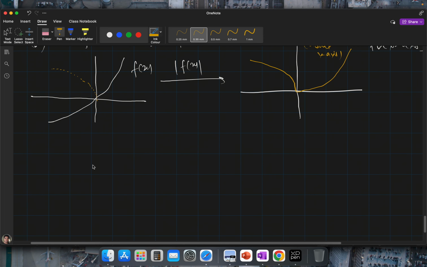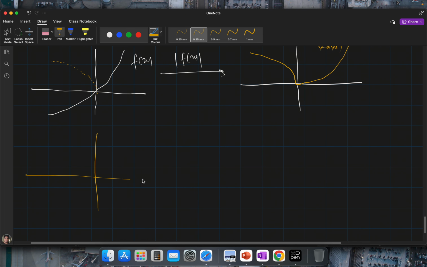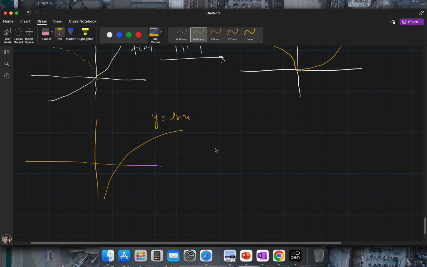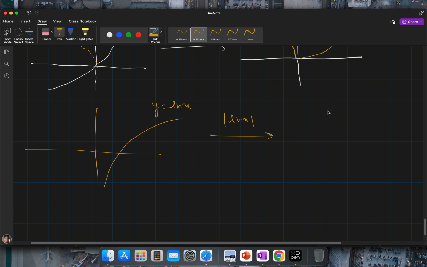Let's take this example. This is the graph of y equal to ln x. Now I want to change it to mod of ln x. Then what will happen? This part will remain exactly the same, but this part will be reflected.